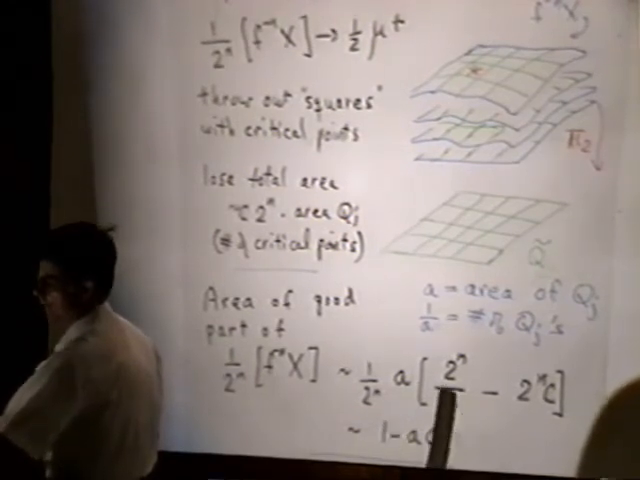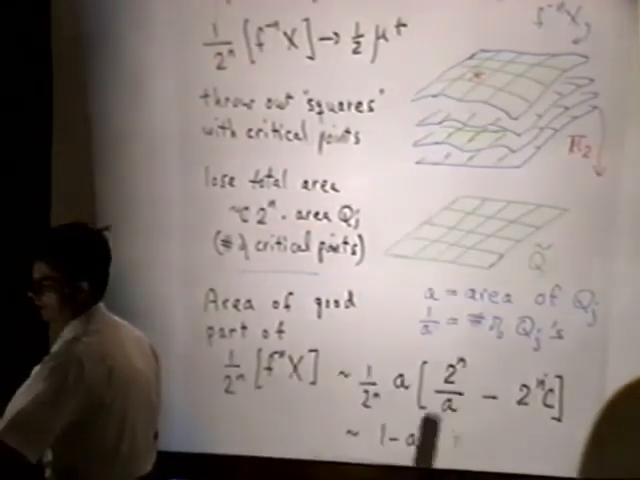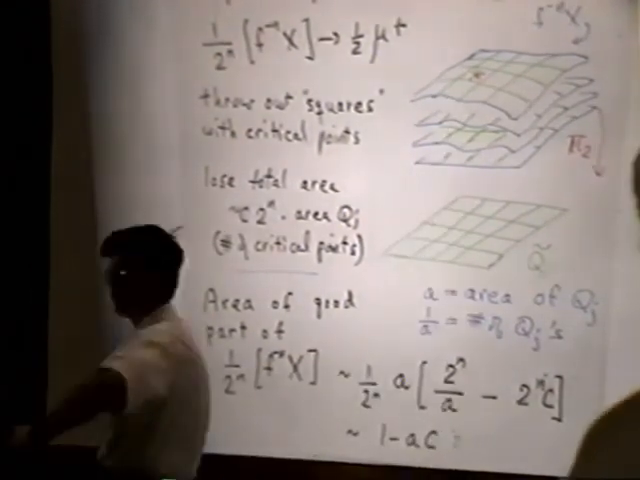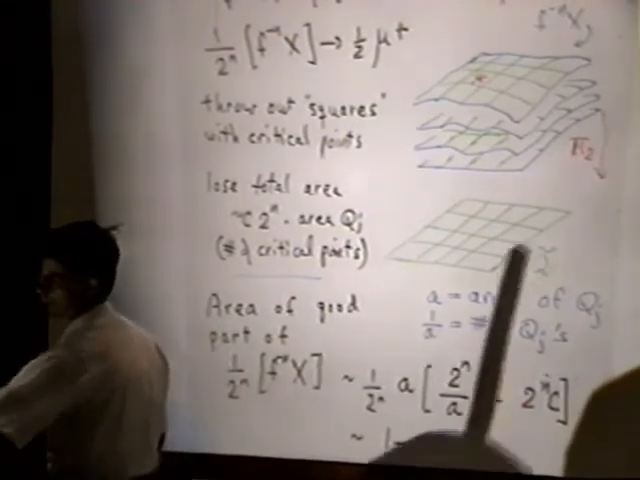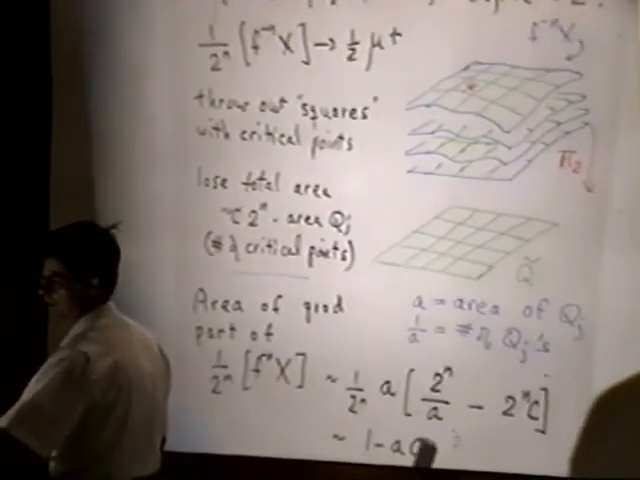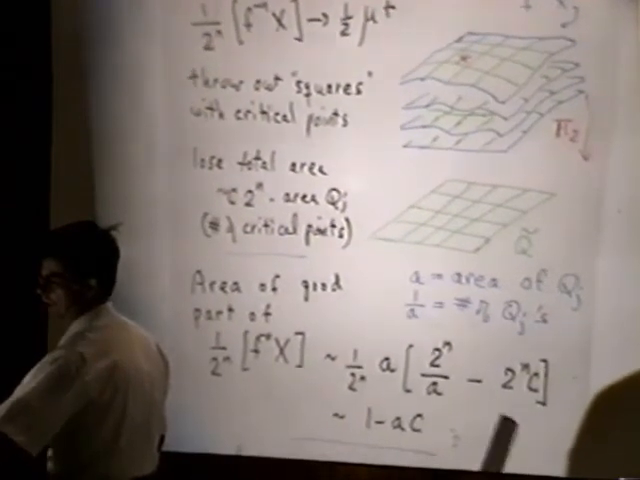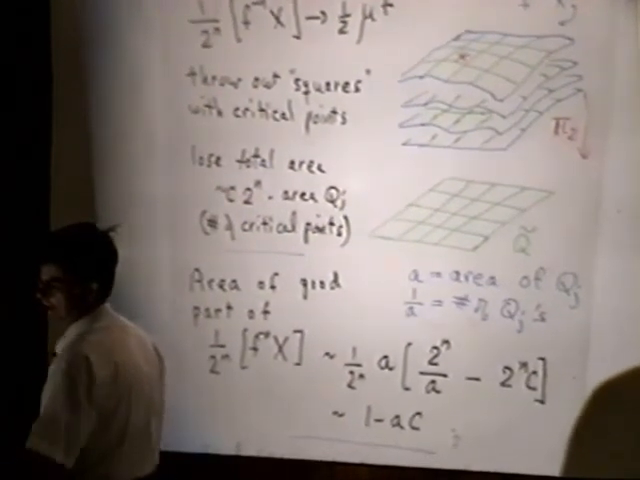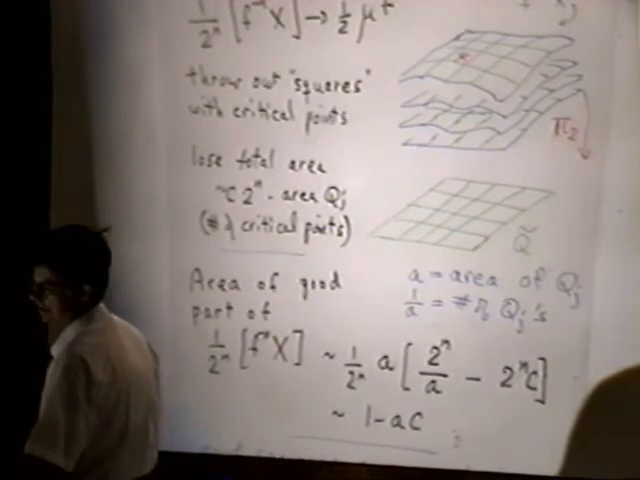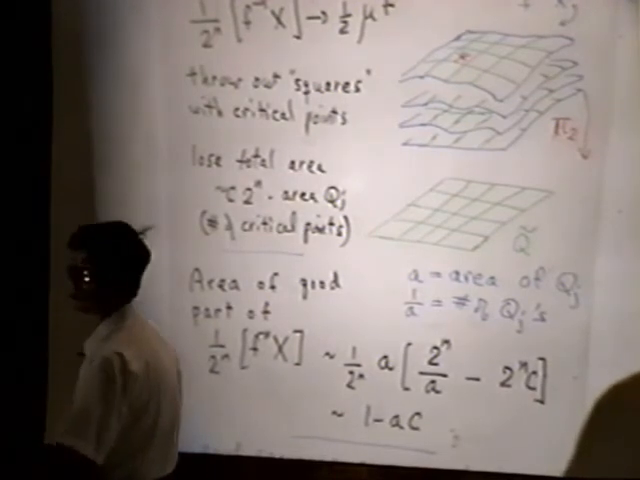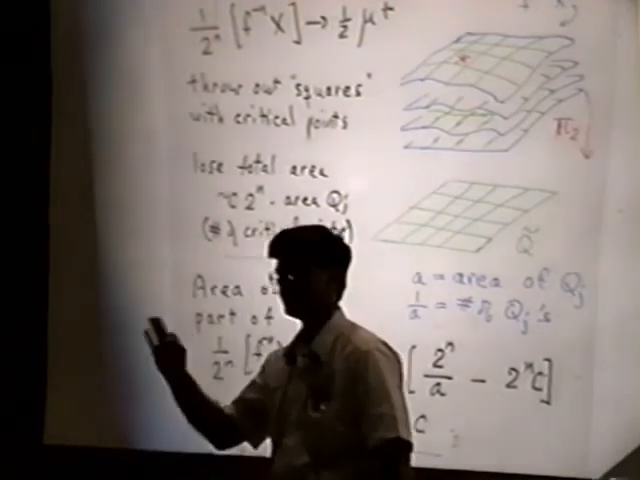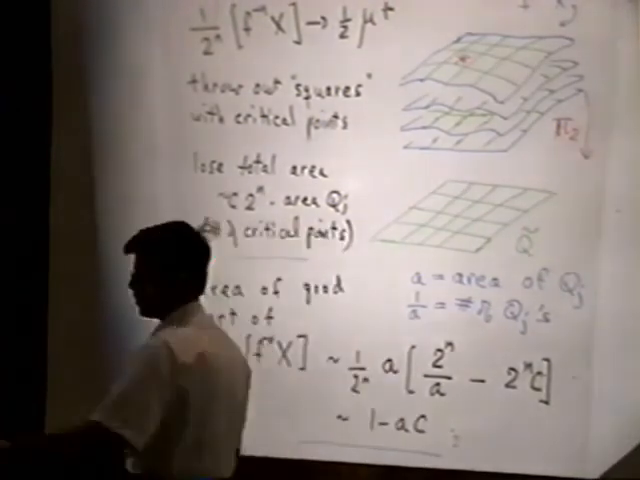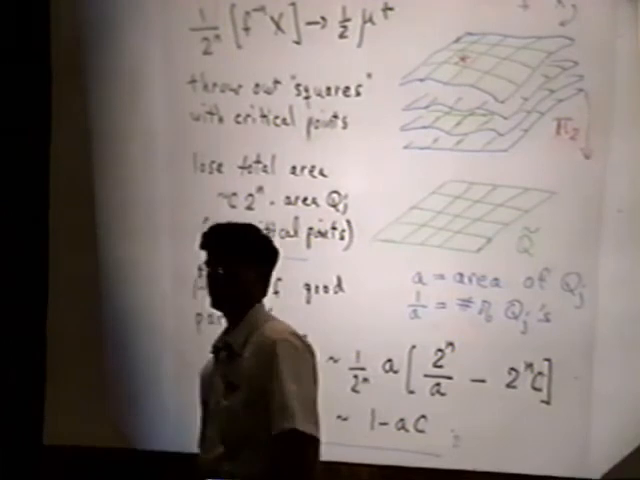Right. So how many of these little squares do we have altogether? Basically, the covering order is 2 to the n, and 1 over a is the number of squares in the base. So this is basically the number of squares there is altogether. This is what we have to throw out, and then this is the area of the square. So the area that we're left over with is basically 1 minus AC. If we make a very small, we have kept almost all of our area.